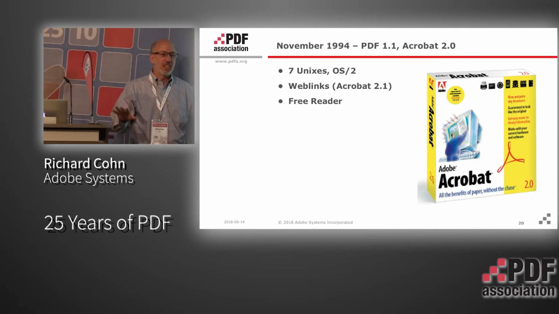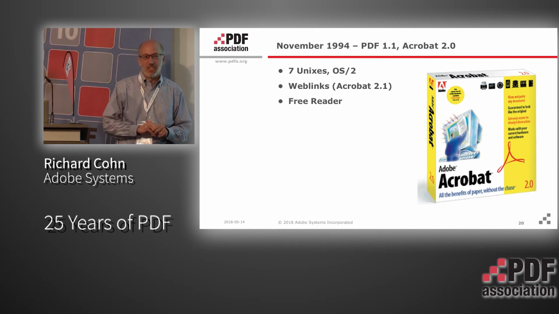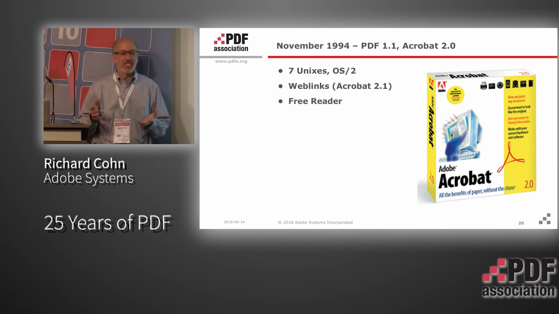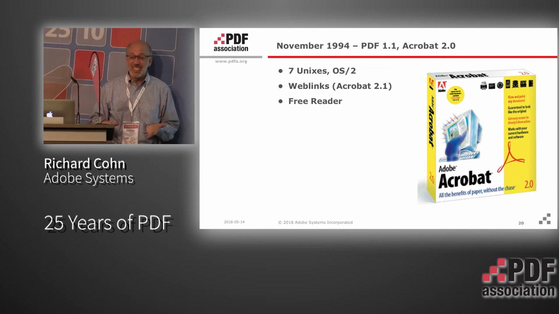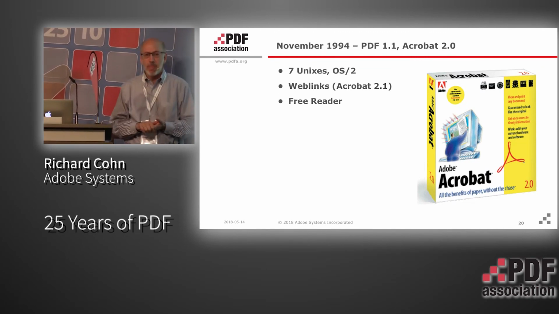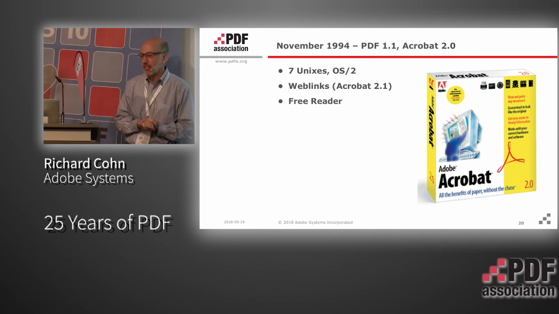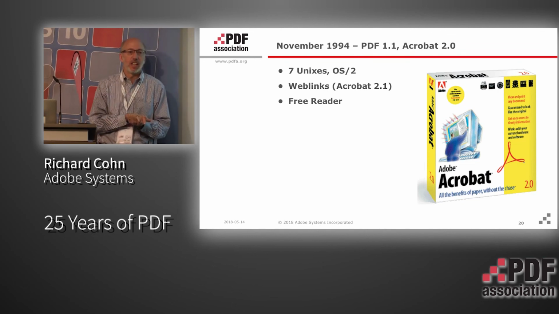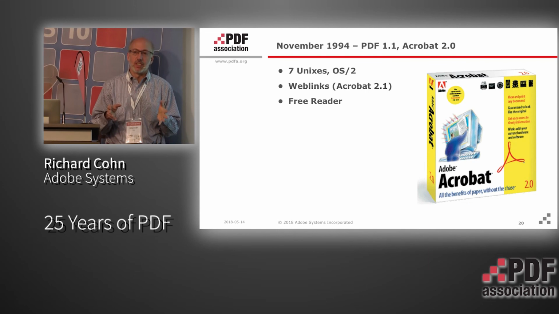So at the end of the year, we shipped a few more versions. We now ran on 7 different flavors of Unix and OS/2. I think in the desktop world there was a lot more heterogeneity then. We kind of dipped our toe into the web with having links out from PDF. But really the most important feature in this second release of Acrobat and PDF was not a feature at all, was a change in the business model.